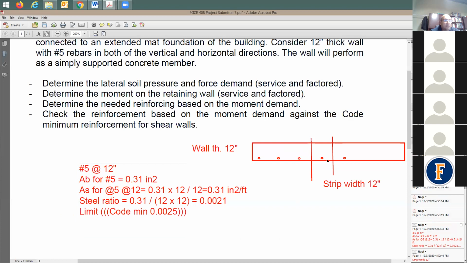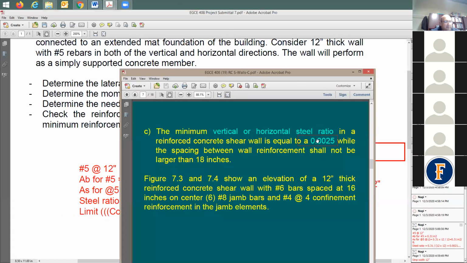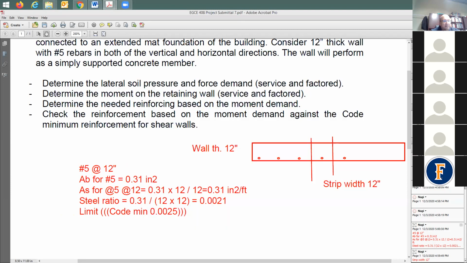So the total area of steel per foot, based on this analysis, is 0.31. Total area of concrete is 12 by 12. So here's the steel ratio. This is not good. Why? Because it's lower than 0.0025. Where did you get this 0.0025? From here, right? It was given here in the slide set. So we're going to say this is not good. So you could either reduce the spacing, like what? You can say options.